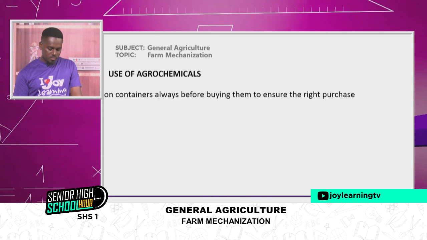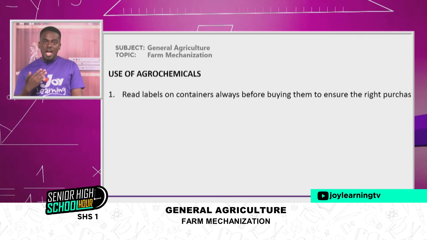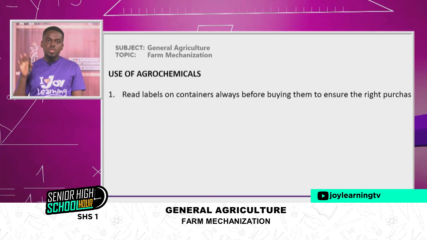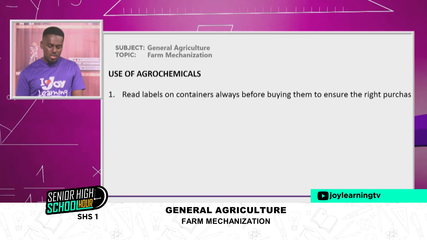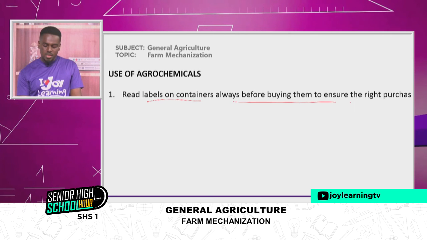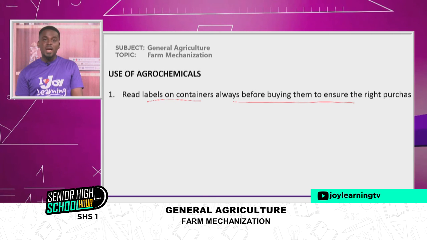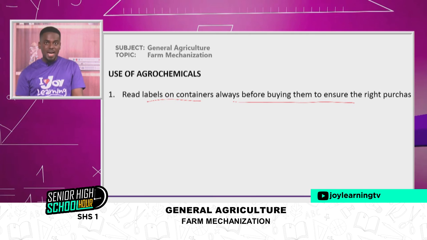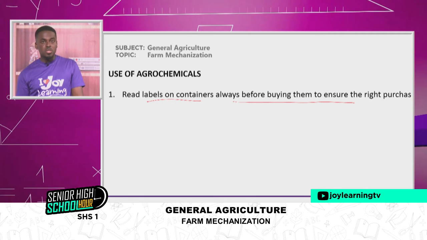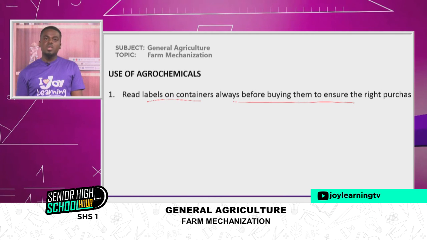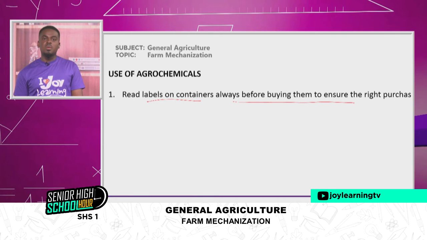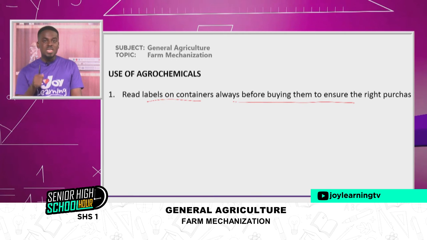Agrochemicals. In the use of agrochemicals, there are things that you need to take cognizance of. Don't ever lose sight of it. Number one is read labels on containers. Always, before you buy them, you need to know what you are buying. Whether it is poisonous or not, you need to know. And thankfully, most of these agrochemical companies have placed labels on their products so you can read for yourself and be sure that what you are purchasing is what you need for whatever activity you want to undertake on your farm.